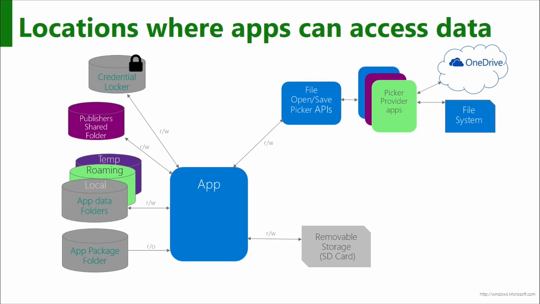So this is kind of going out a bit further and allows you to get at files that are in, well, basically any location that is served by a picker provider app. A typical example of that would be the OneDrive app, or OneDrive for Business. It allows you to get files that are stored in the cloud, and read and write stuff to there.